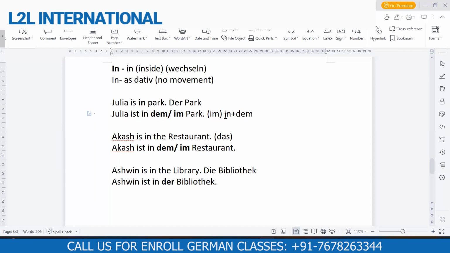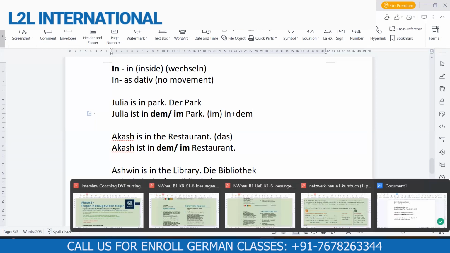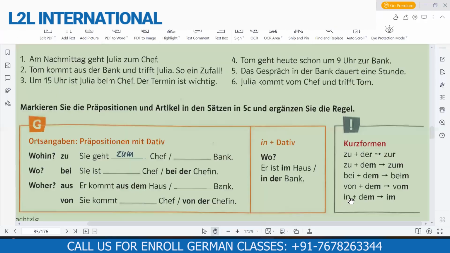Is it okay here? In plus dem, im. Yes, ma'am. Now you can see this thing in here. When it changed to in plus dem, it becomes im.